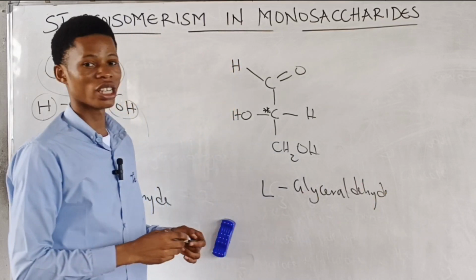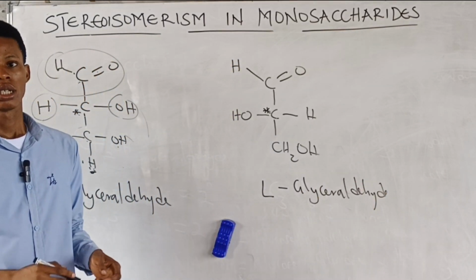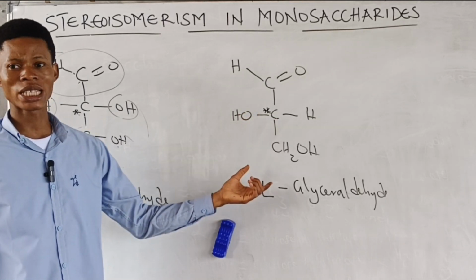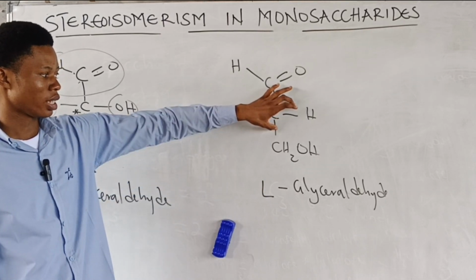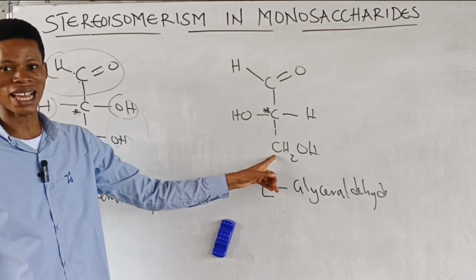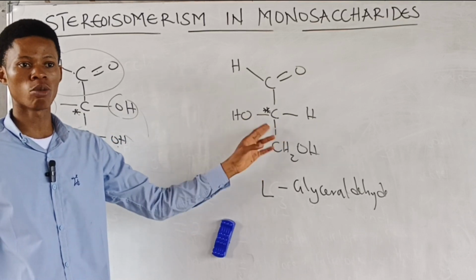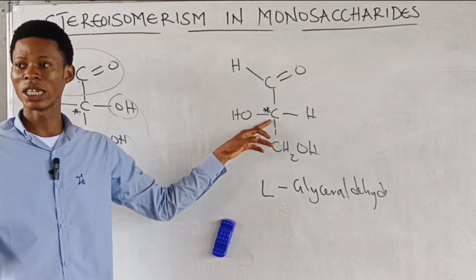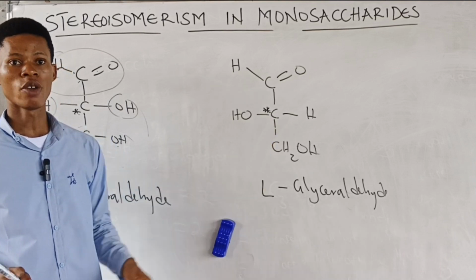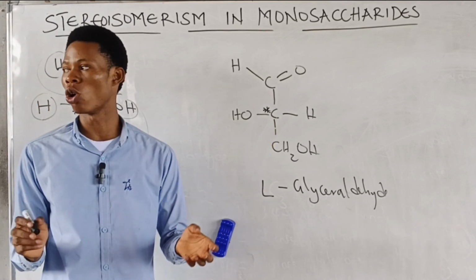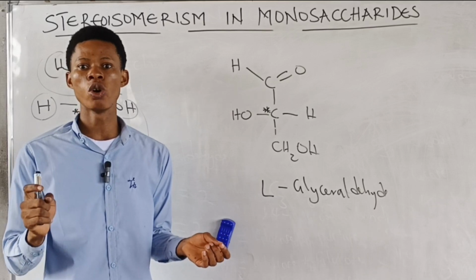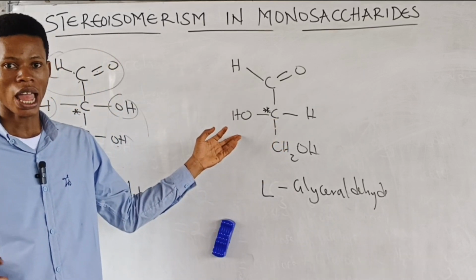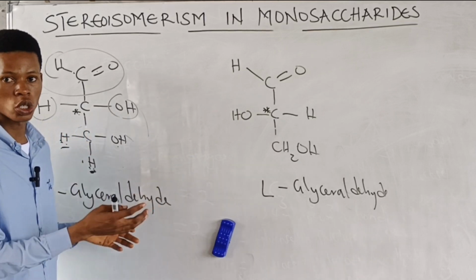The reference carbon is always the penultimate carbon, that is the carbon adjacent to the last carbon. So if you are counting from down up, the second to the last carbon is what we always use as a reference to designate D or L. So if you want to know if a compound is D or L, just check the OH on the second to the last carbon. If it is on your left, you call it what? L. If it is on your right, you call it what?